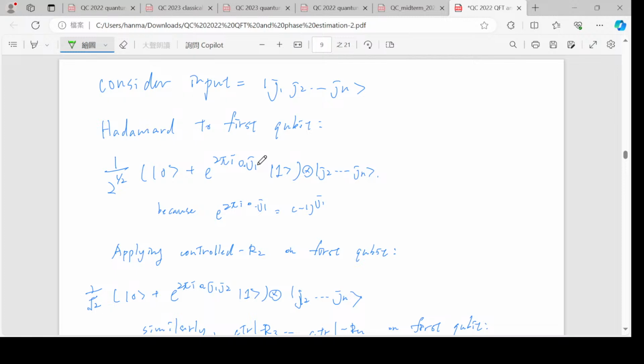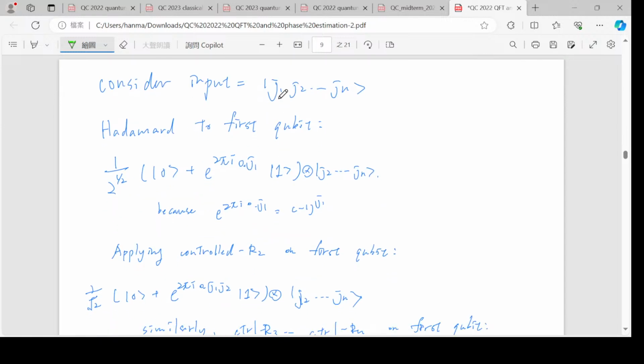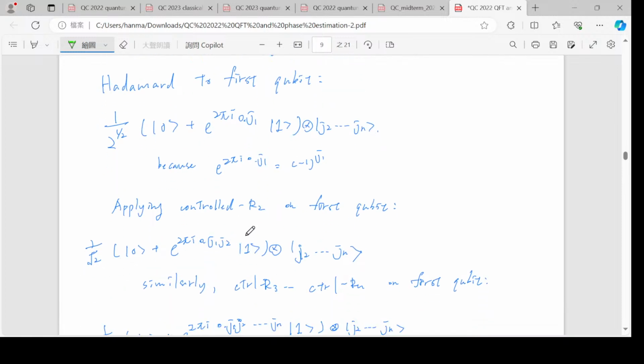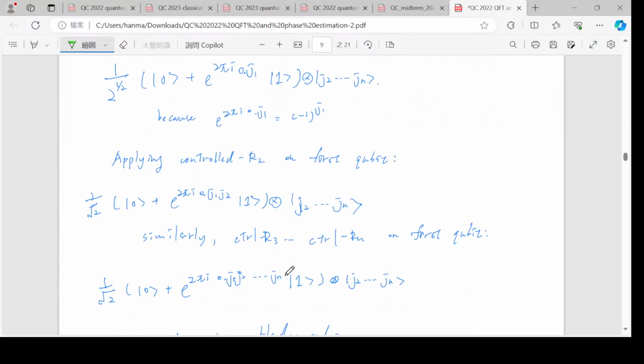So we have one input J1 to Jn, and we apply Hadamard on the first qubit, and it becomes 1/square root 2 times the superposition of 0 and 1, and it turns J1 into 0.J1. Applying Hadamard on some qubit just gives 0 plus 1 with e to the 2 pi i 0.J on that qubit. So after Hadamard on the first qubit, you get 0 plus 1 with 0.J1, and control R2 will add 0.J2 here, control R3 will add 0.J3, and you go all the way to control Rn, and you will get 0.J1 to Jn on the first qubit.